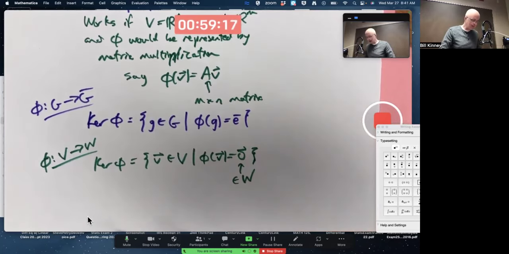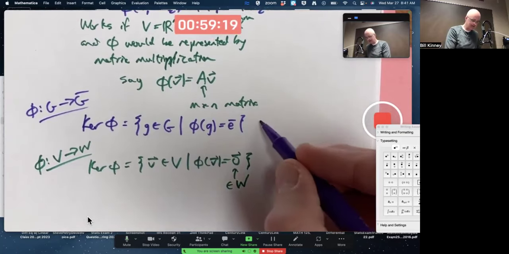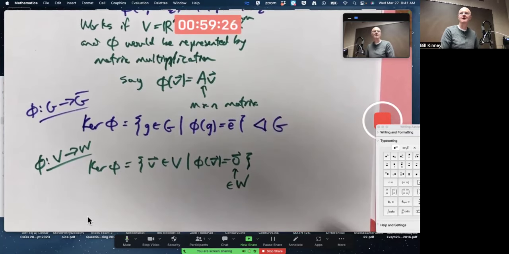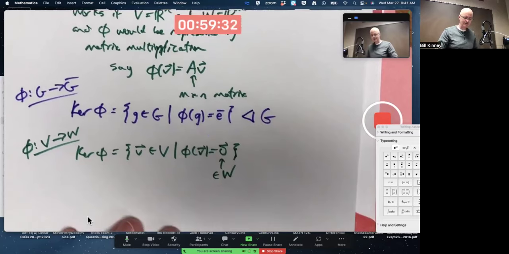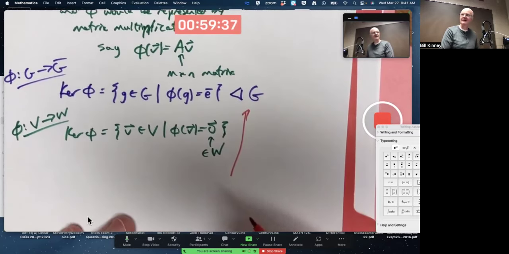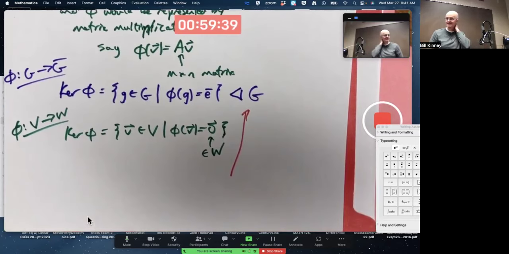It is a subgroup of G, and in fact, it's a normal subgroup of G. Oh, I often put that on tests. Prove that's a normal subgroup. What's the idea of that? I won't do a full proof, but what's the idea? Use the normal subgroup test.